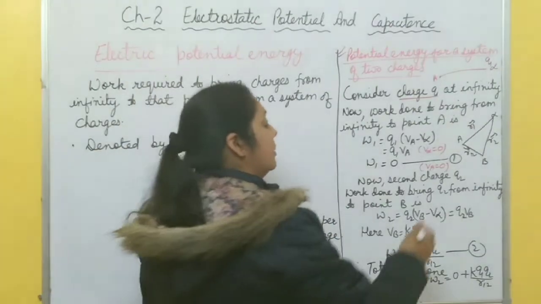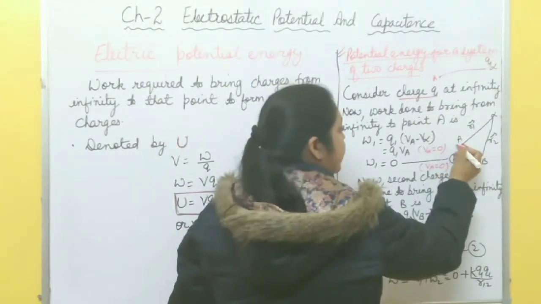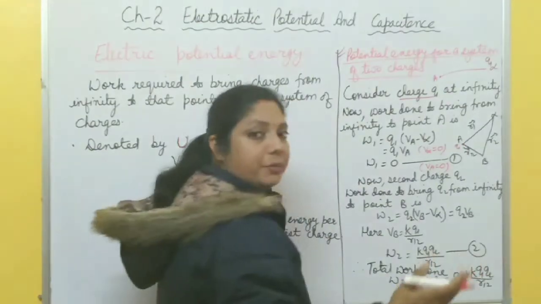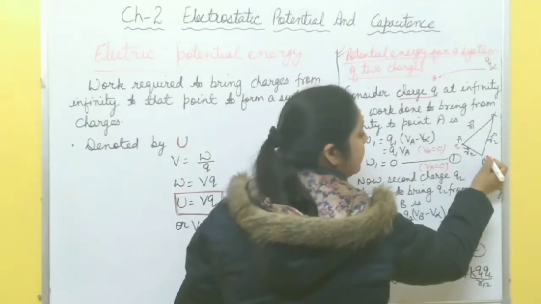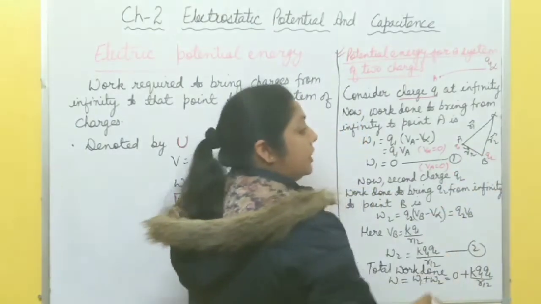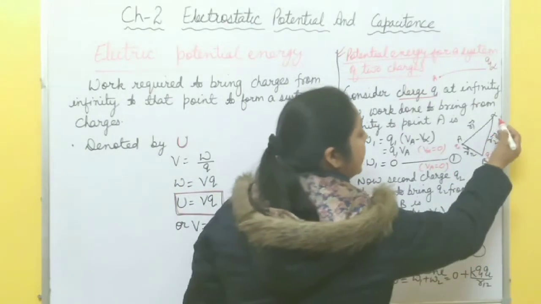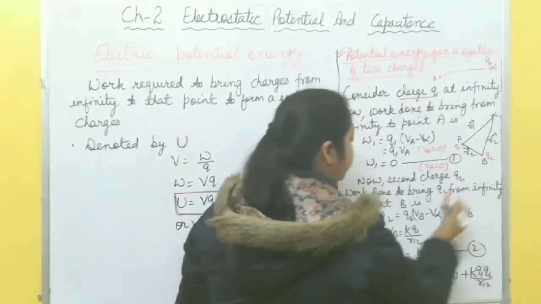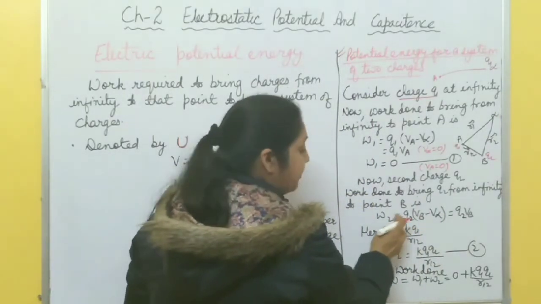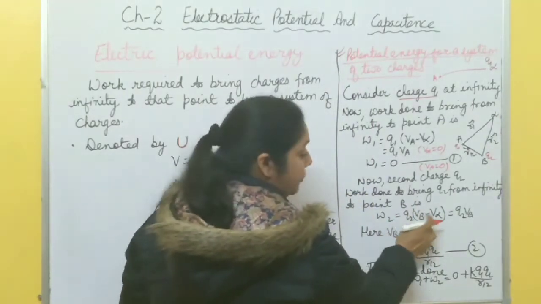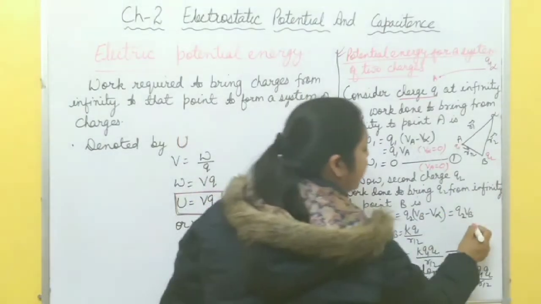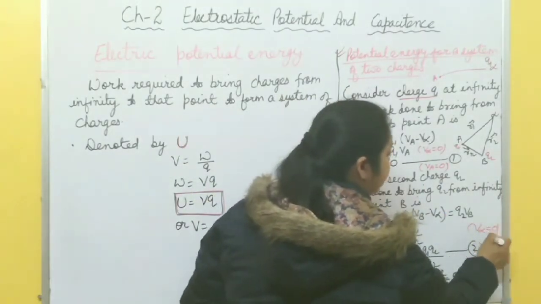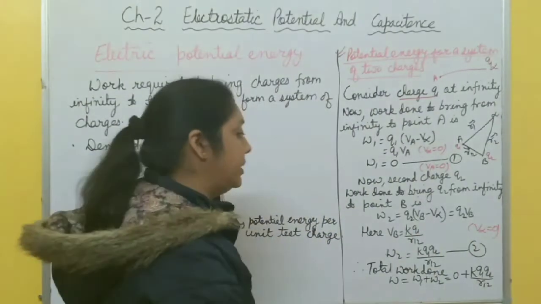Okay, now charge Q1 is at point A. Now you want to bring another charge from infinity to point B. Suppose Q2 charge. So the amount of work done bringing a charge from infinity to point B is what? W2 equal to Q2 times VB minus V infinity. You know V at infinity is 0. So this becomes Q2 VB.